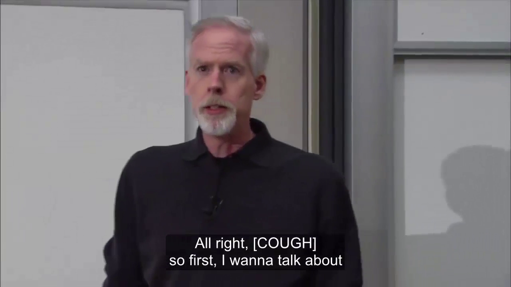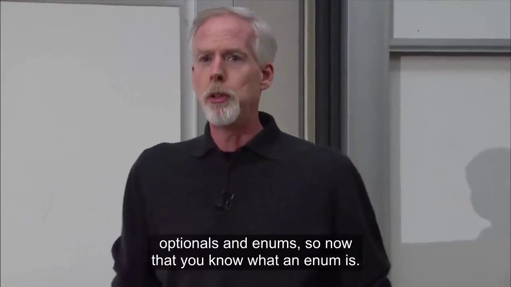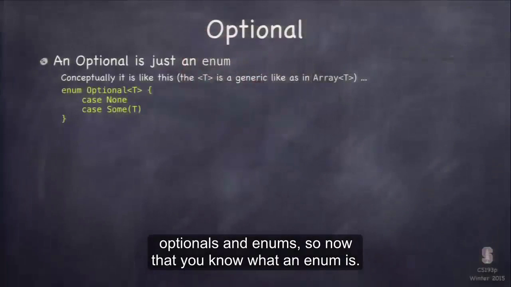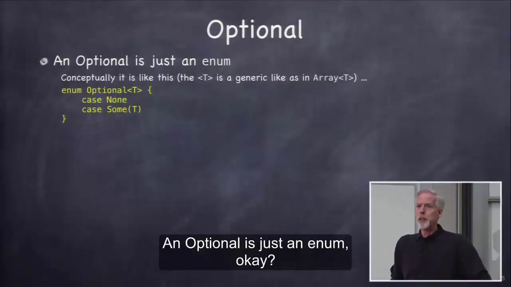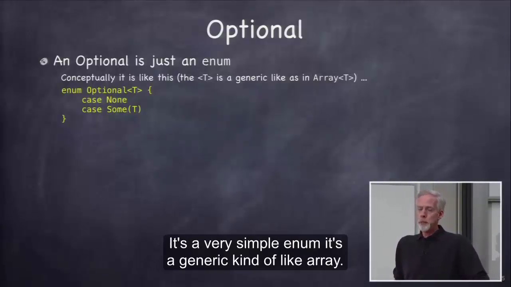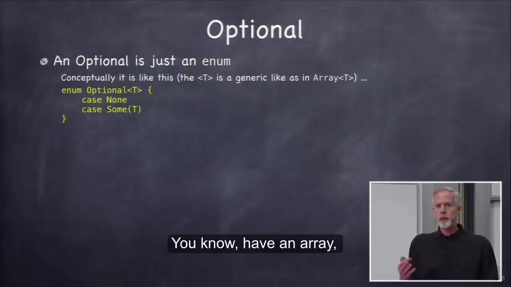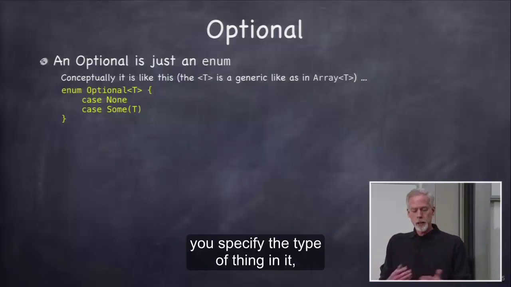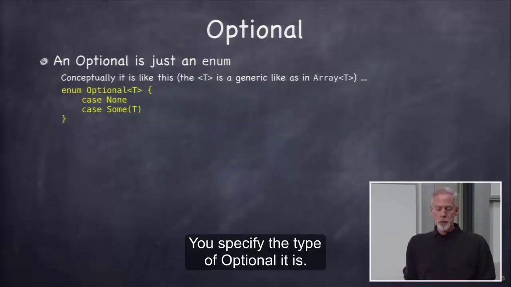All right, so first I want to talk about optionals and enums. So now that you know what an enum is, I can tell you what an optional really is. An optional is just an enum. It's a very simple enum. It's a generic, kind of like array. You know how with an array, you specify the type of thing in it. Optional is exactly the same. It's a generic. You specify the type of optional.